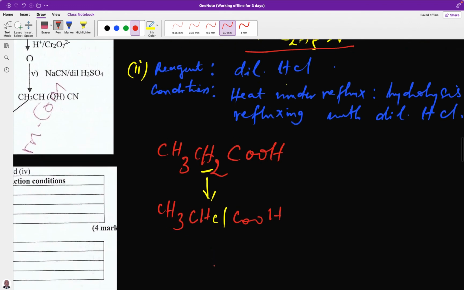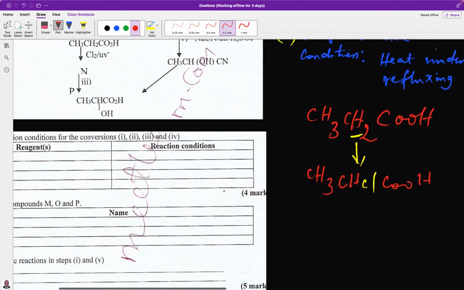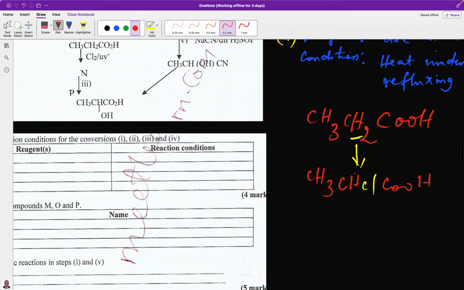Now, a further substitution will occur, and we will form this compound. We will call this compound N. This compound N will undergo a type of reaction to form what we call P. And P is what? P is 2-hydroxypropanoic acid.